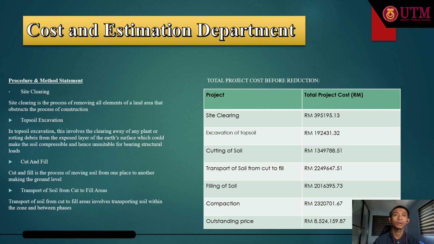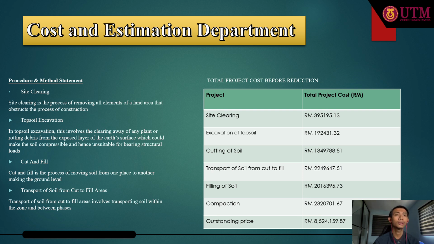This involves the clearing away of any plant or rotting debris from the exposed layer of the earth surface, which could make the soil compressible and hence unsuitable for bearing structural loads. Then we do the cut and fill, which is the process of moving soil from one place to another, making the ground level. Finally, we do the transport of soil from cut to fill areas, which involves transporting soil within the zone and between phases. And this is the table of the project cost before the reduction.